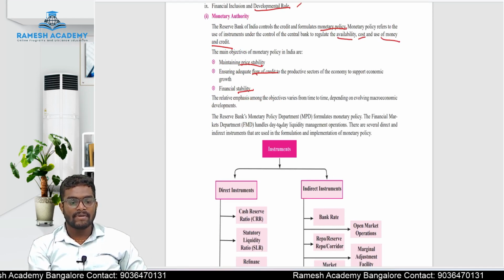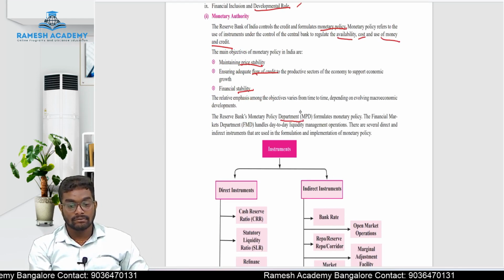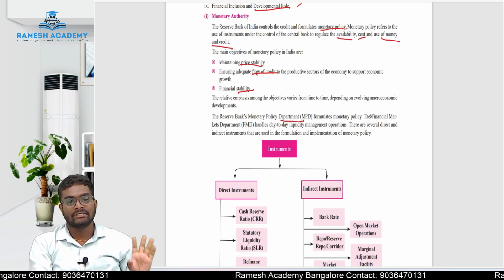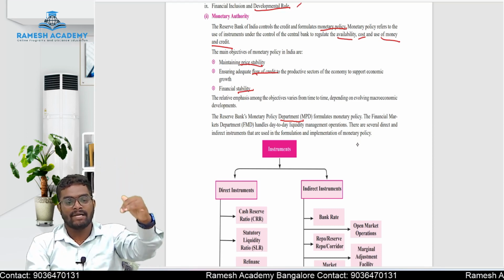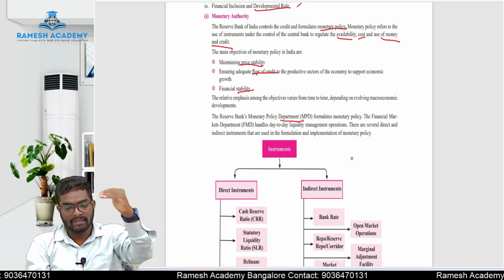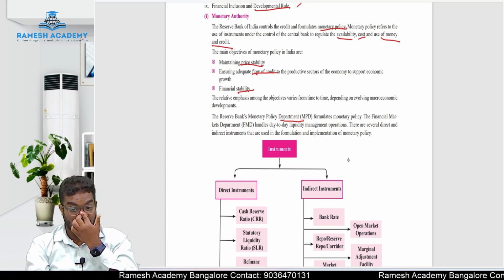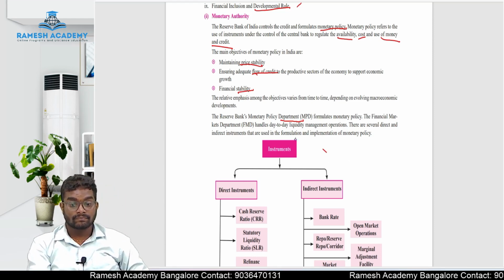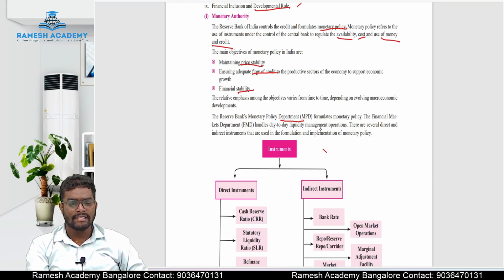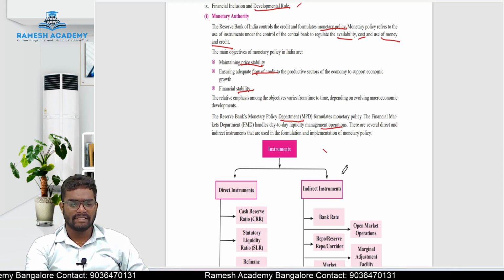Next, the RBI's monetary policy department formulates the monetary policy. Under RBI we have a department known as the monetary policy department that will be giving the monetary policy. The financial markets department handles the day-to-day liquidity management operation. There are several direct and indirect instruments that are used in implementing monetary policy.